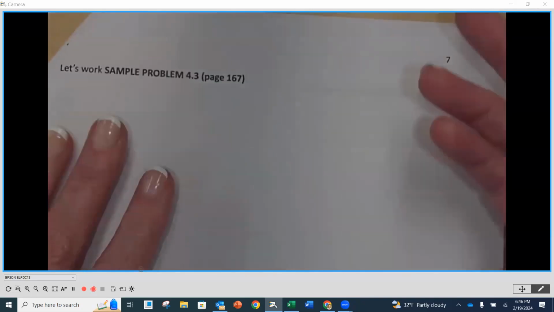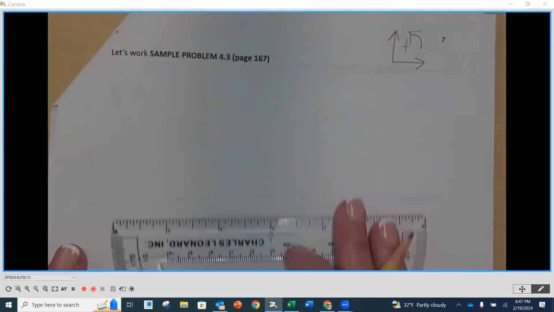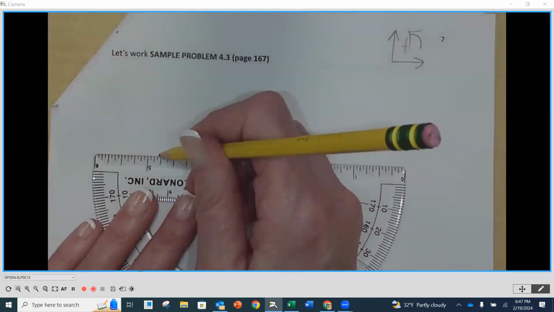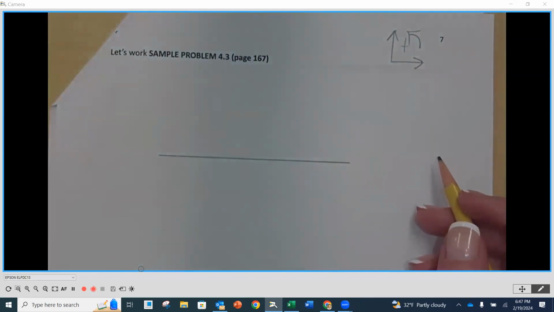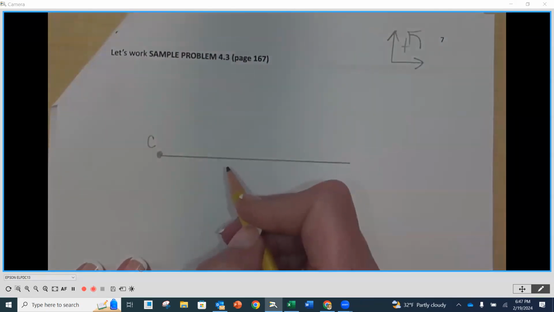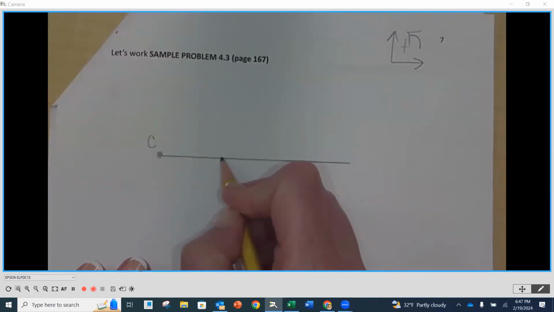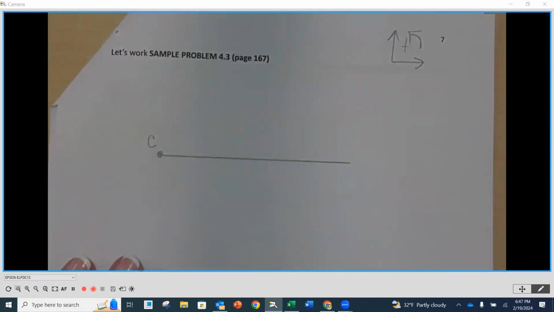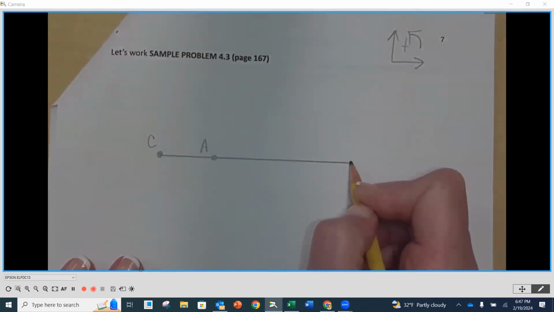I think it makes sense now. Put our convention in place. And we're going to draw our straight line, and the straight line represents the point where the cable attaches right here. We'll call this point C. Then we've got an A. I don't think it really matters where; we're going to put A here, and we'll put B here.